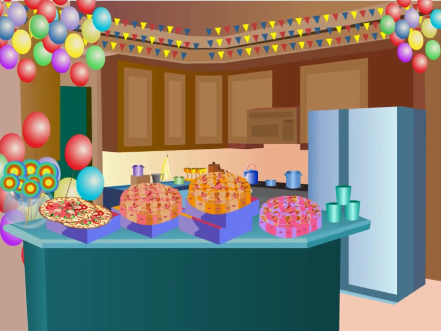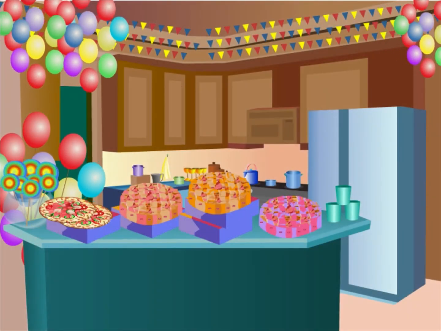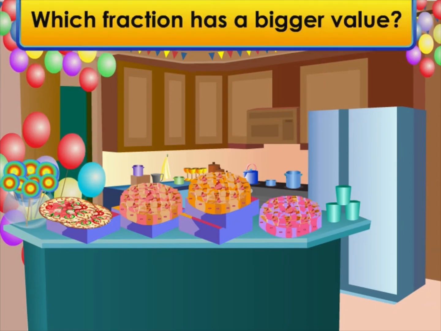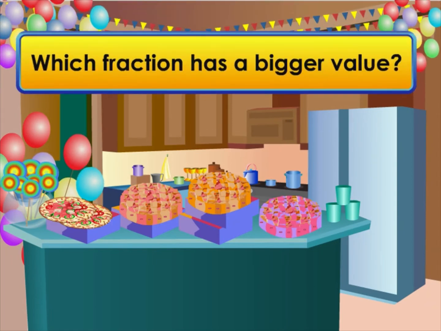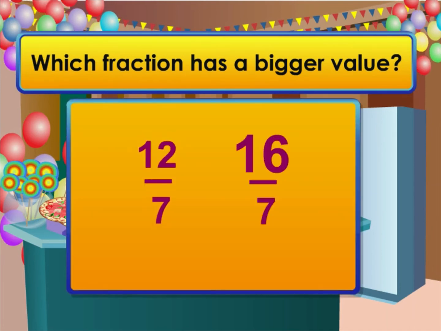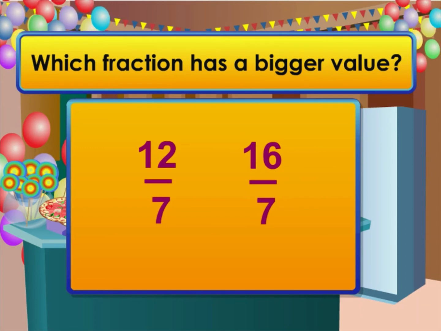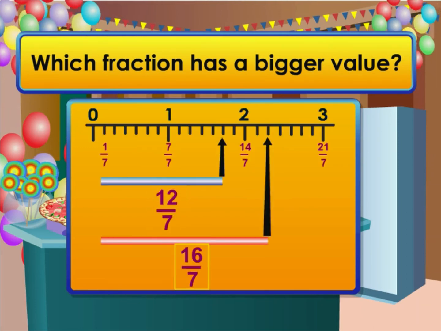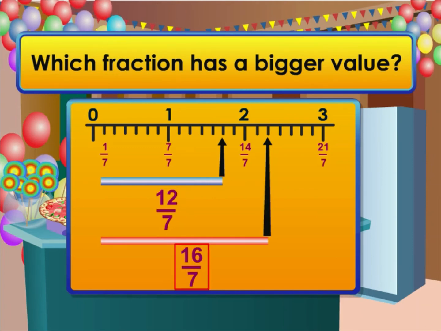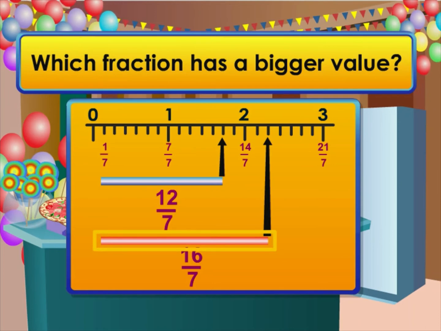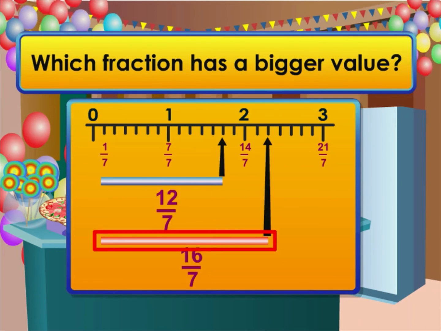Now, let us compare the value of 2 improper fractions with the same denominator. We will use number lines to do it. Let's find out which has a bigger value, 12/7 or 16/7. The blue line reaches 12/7. The pink line is 16/7. Which line is longer? Yes, the pink line is longer than the blue line.